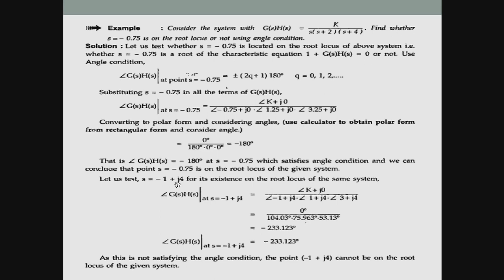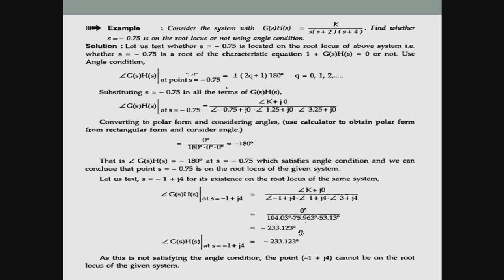In a similar way, let us test for s equal to minus 1 plus j4. If I take minus 1 plus j4, we use the same method. So next would be s equal to minus 1 plus j4. Here also it is minus 1 plus j4. This will become minus 1 plus 1, it will be 1 plus. Then this will be s plus 4, right? As it is minus 1 already, it will be 3 plus j4.